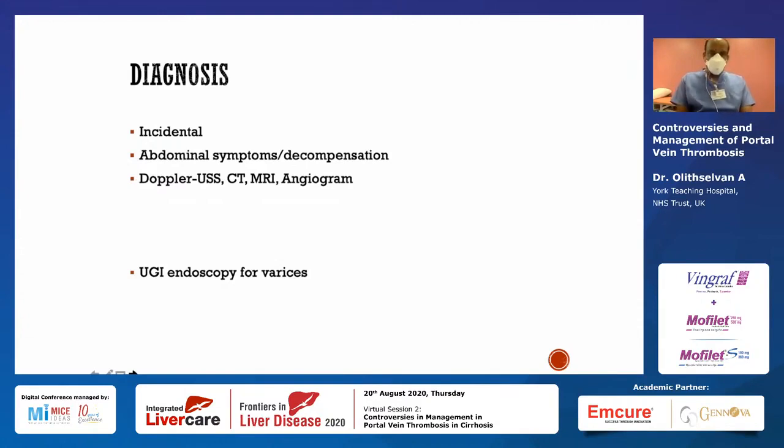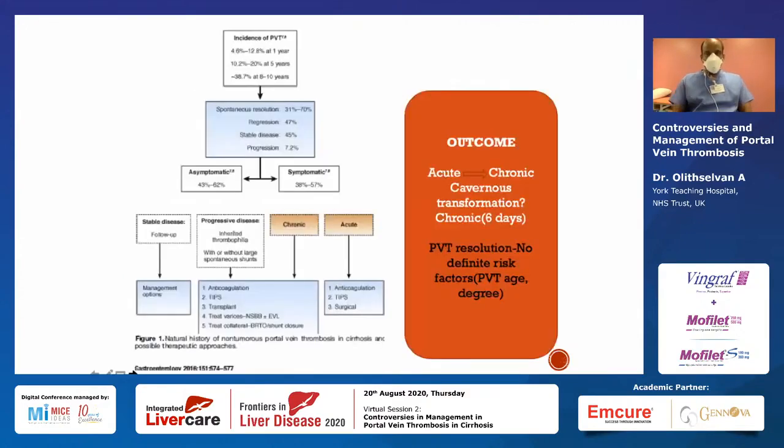Sometimes they do present with abdominal symptoms and symptoms of liver decompensation, in which case you do the imaging. And then once you do the imaging, before you start treatment, an upper GI endoscopy to look for the varices is a must. If you're looking at how this progresses and what the natural course is, most of these PVT are asymptomatic and most of them show spontaneous resolution or regression.